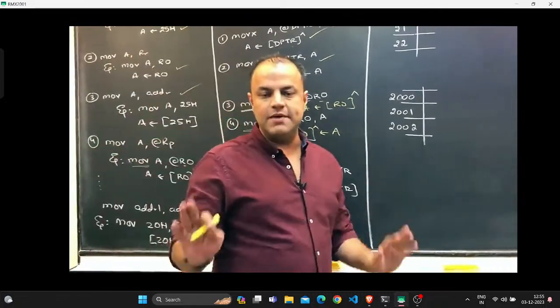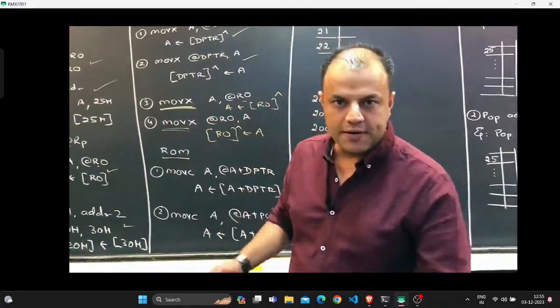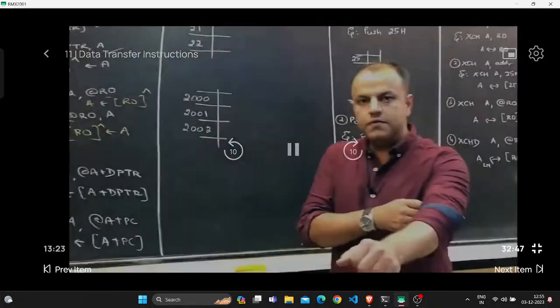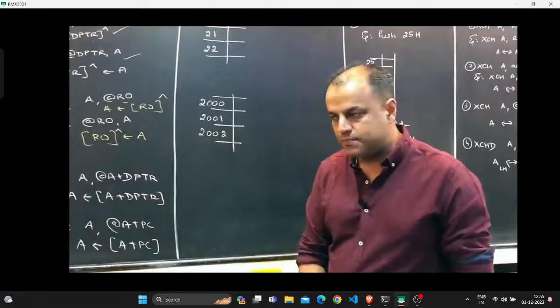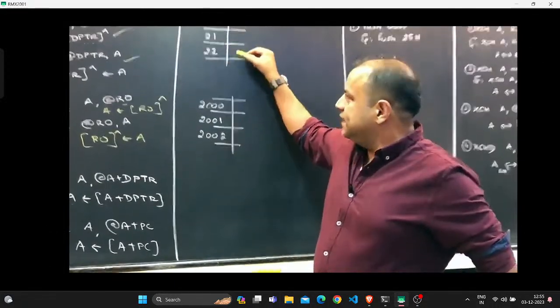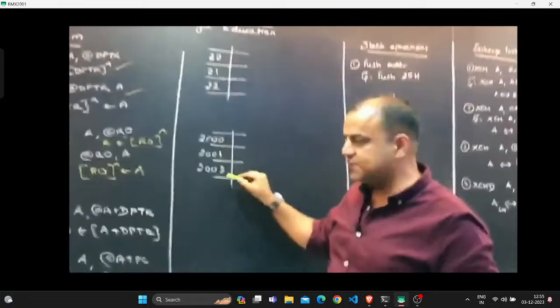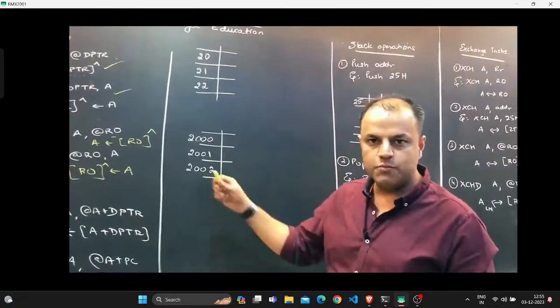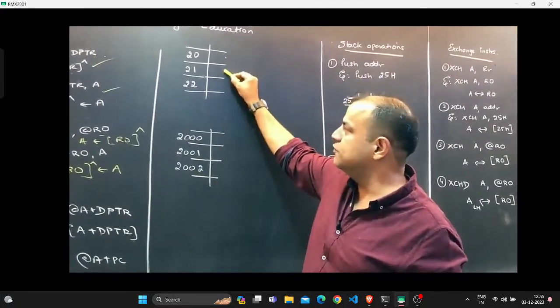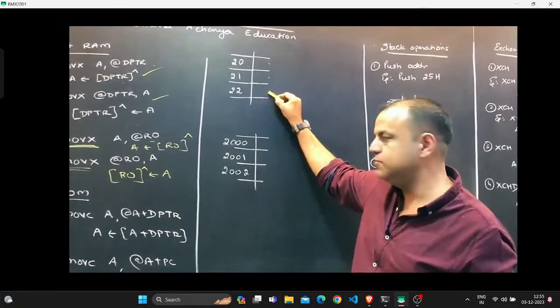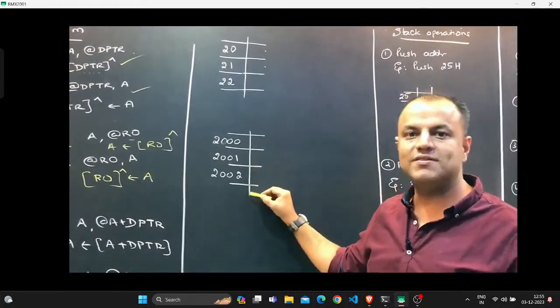Now, I went fast, I know, because we've learned this in addressing modes. Now, something which you have to be sure of as a programmer. This is internal RAM, correct? 8-bit address. This is external RAM, 16-bit address. I'm giving you the same question for both of them. Write a program to add the contents of location 20 and 21, store the result at 22. Similarly, add the contents of 2000, 2001, store the result at 2002.